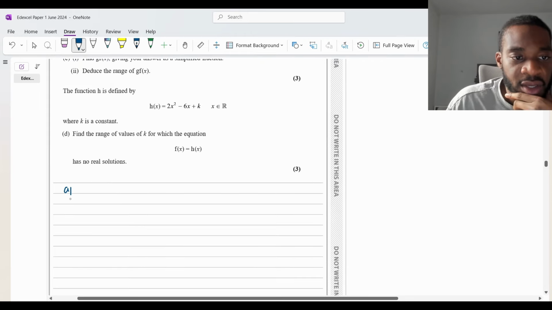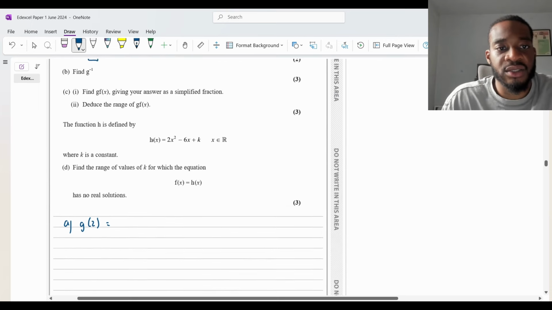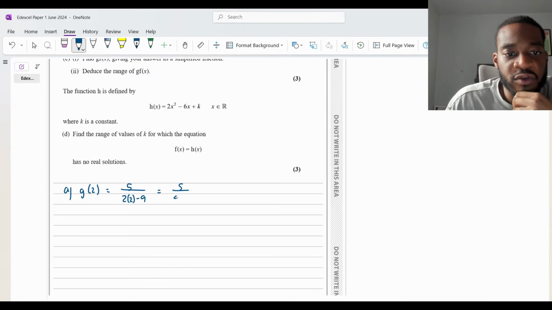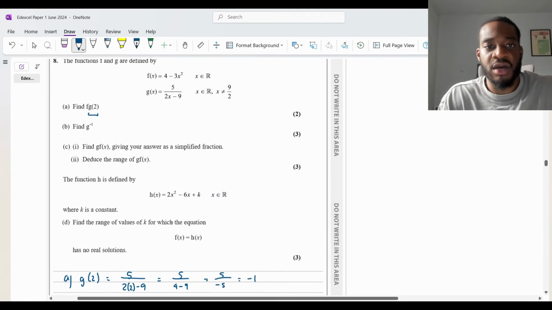So part A, we're going to figure out what g of 2 is, right? G of 2, we're going to plug 2 into that. So it's going to be 5 over 2 lots of 2 minus 9. 5 over 4 take away 9. 5 over minus 5, which is minus 1, isn't it? Right? So that is going to be g of 2. And then now we need to plug that into f. So f of g of 2, I'll put another bracket around here, is the exact same as f of minus 1. So what is that equal to?